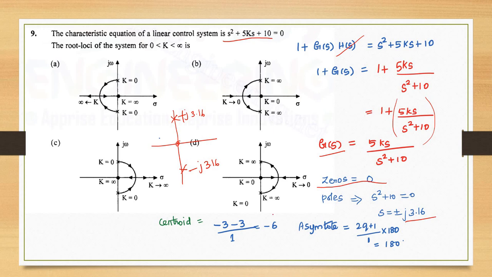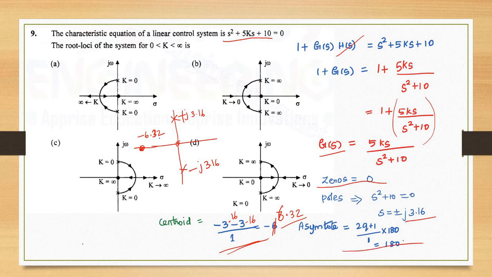Then I am going to find out the centroid. What is the centroid? The centroid is the sum of poles, so the sum of the real poles is 0, 0 minus 3.16 minus 3.16, that is 6.32, not 6, 6.32. So I have to mark the centroid here. Centroid is minus 6.32.